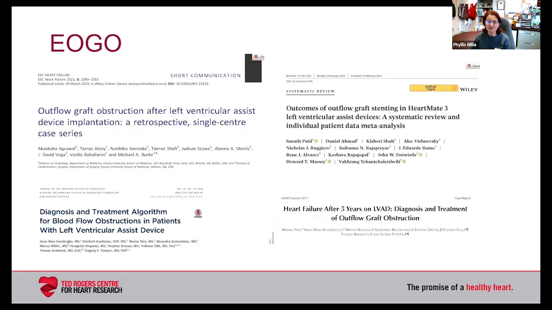In regards to issues of the outflow graft, other issues were seen such as kinks, intramural thrombus, and external compressions, and there were a growing number of case reports and case series being published. Although the prevalence of this is likely higher than what was described then, there have been some recommendations made regarding approaches to diagnosis and treatment.